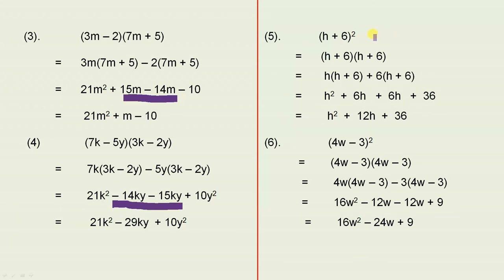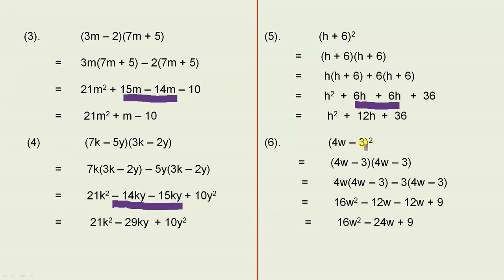Here we have h plus 6 all squared. Now when we square something, we know that we multiply it by itself. Then we just go through the normal procedure, step by step. We collect the like terms, and that's our final answer.